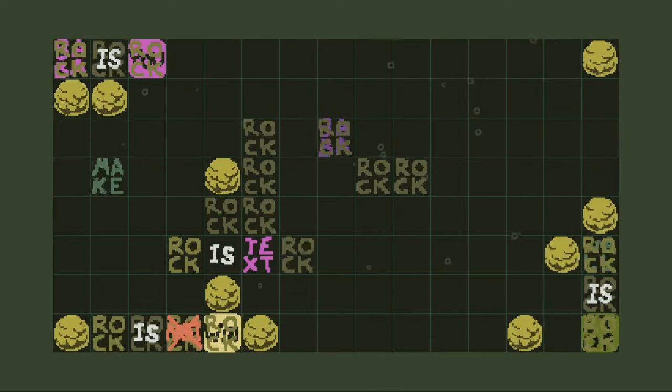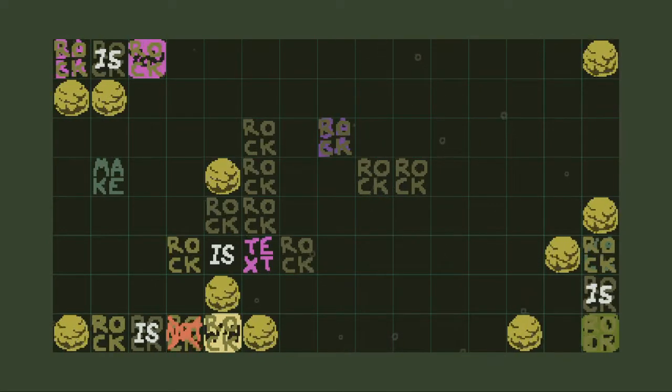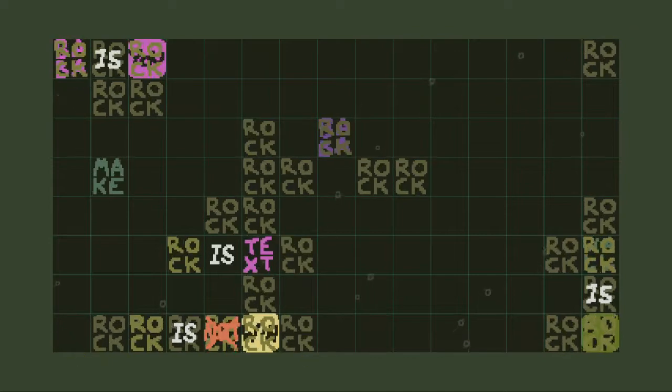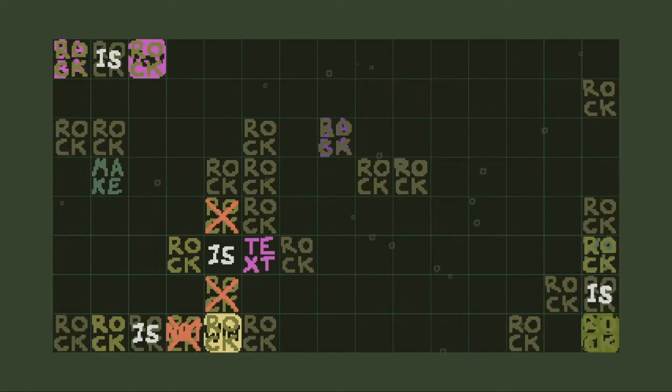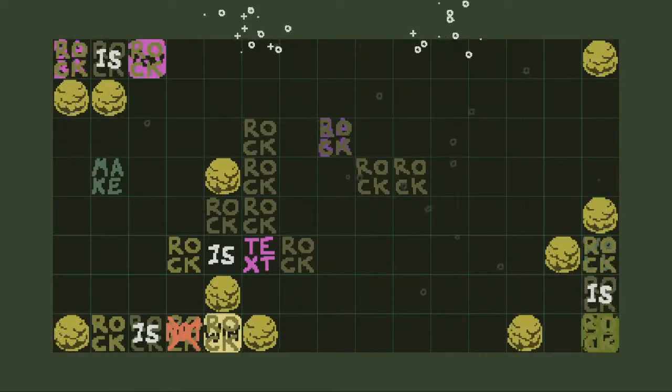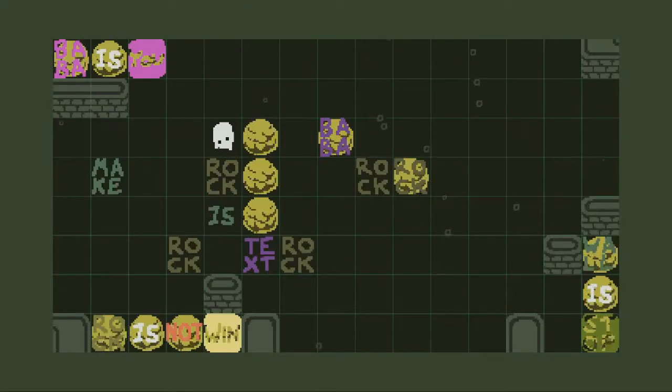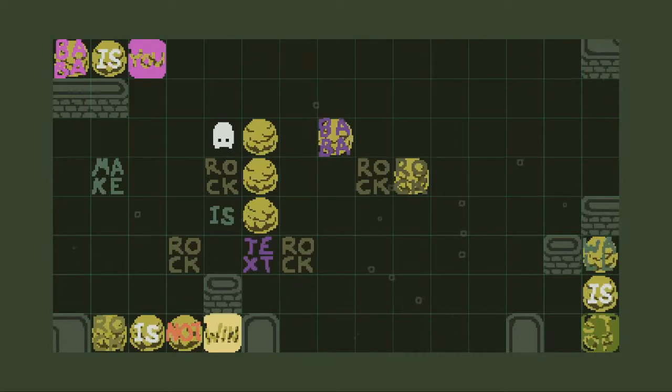rather than being able to push down rock is text, what if I move to the right? That also causes other problems. The word rock appeared in the way, and so I wasn't able to push it down. So I understand what the problem is. Is there a way for me to undo rock is text at the same moment?